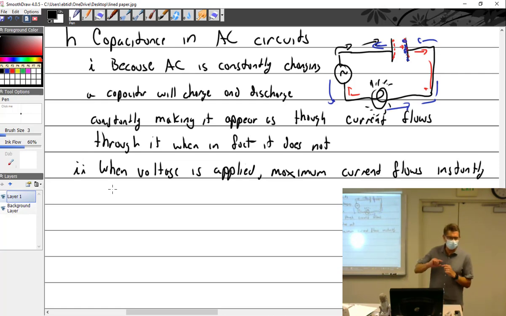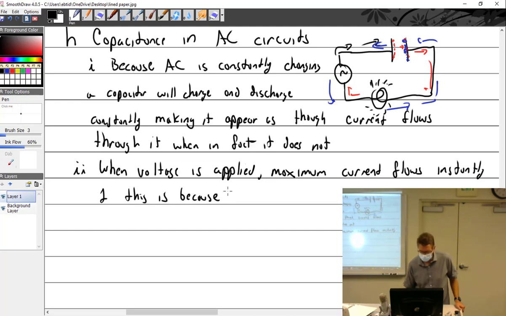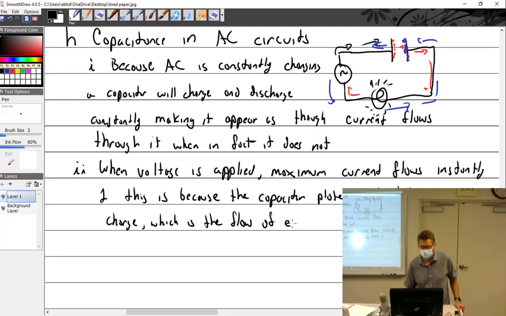So that tells me that the current is going to lead the voltage. It's just so wide open, even the smallest voltage and the current is off, flowing to the maximum. How much current goes? All of it. So voltage supply, maximum. This is because a capacitor plate easily takes a charge, which is a flow of electrons.